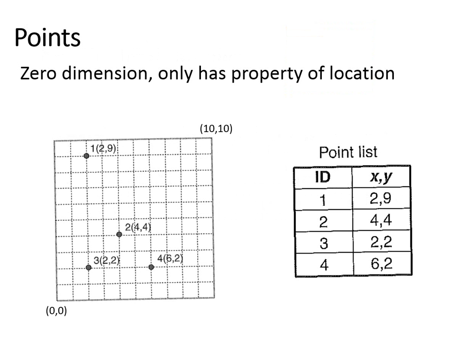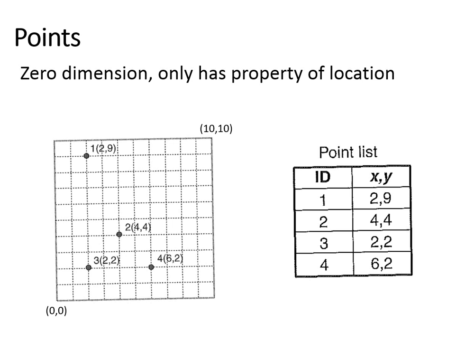So this is an example of points. Points are vector data. And for points, it's sort of zero dimensionality. It's only a property of location. We're looking at this in XY space, but we could add another axis here to give us three-dimensional space.